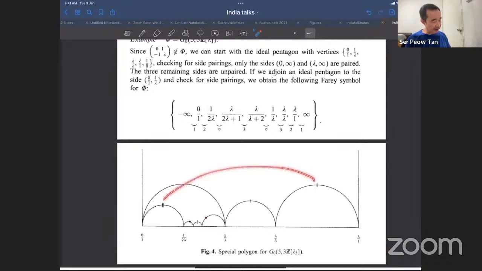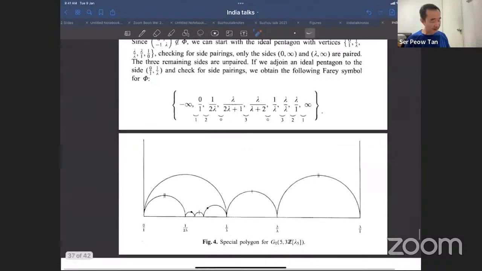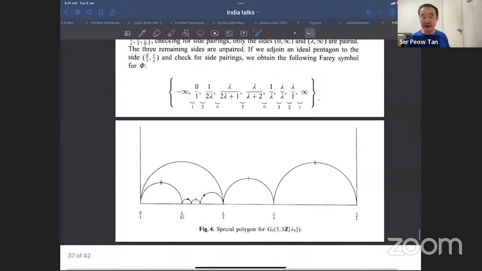Quite interesting, there are still 2 elements of order 2. This side is paired to this side, which is paired to this side, but there are 2 elements of order 2. And there are actually 3 inequivalent cusps in this case. One of them has width 1, and the other 3 have width 3. This comes from this tree over here.